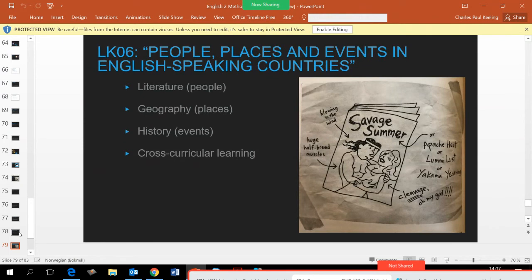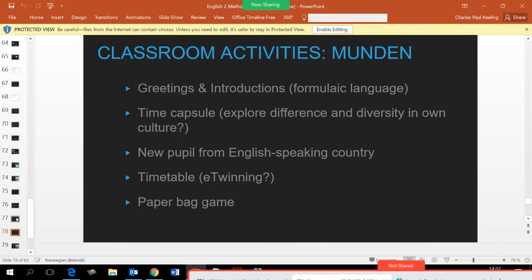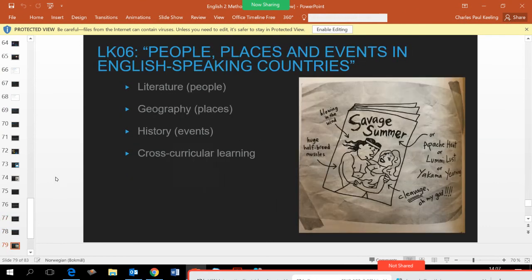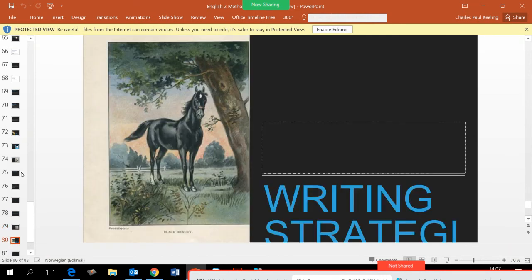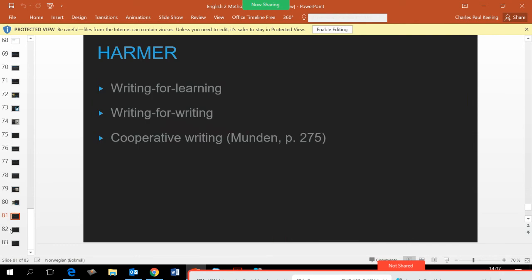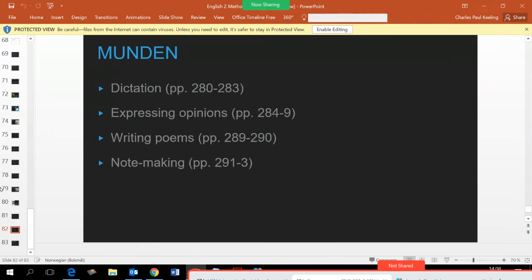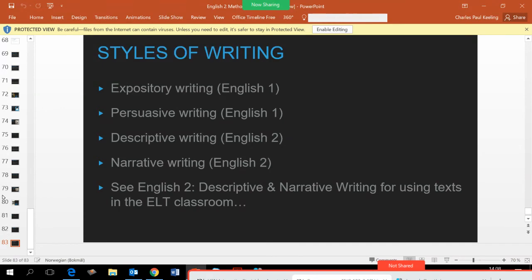Where are we now as well? And then there's a section here at the end about cross-cultural learning, cross-curricular learning, which is also very similarly people, places, and events in English-speaking countries. And so you want to look through stories, literature, geography, places, history, events. And we also covered, though I did it in a slightly different way, writing for learning, cooperative writing. We've been looking at collaborative writing and been doing it together. We didn't go into any great depth, but we did look at the different styles of writing. And that's covered in your course material, but it's already 2:10.